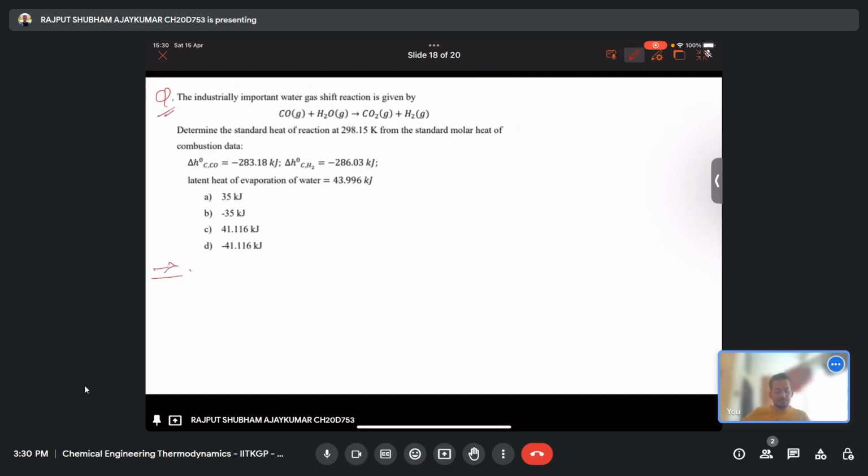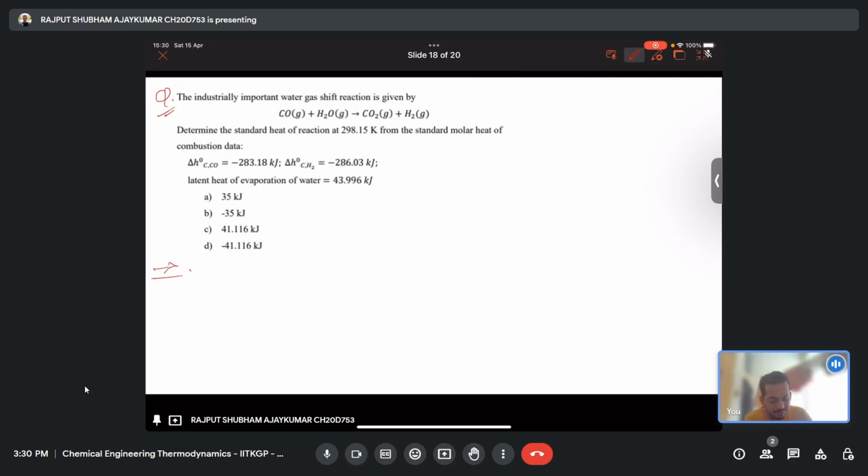Okay, so the industrially important water gas shift reaction is given by carbon monoxide plus water gives carbon dioxide plus hydrogen, that is CO + H2O gives CO2 + H2. This is a well-known reaction, known as the water gas shift reaction. Determine the standard heat of reaction at a temperature of 298.15 Kelvin from the standard molar heat of combustion data.